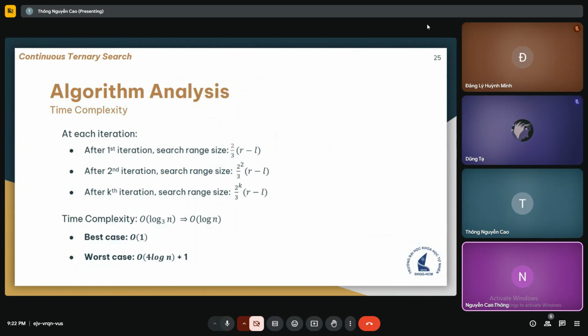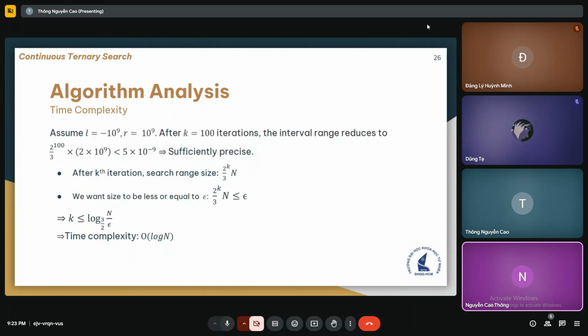Yep, this is how we calculate the time complexity. It's different from the discrete ternary search, right? Because the search range is only decreased by one third each iteration. But the time complexity in general is the same. The best case and the worst case are also the same. It's a little bit different because, again, we're not looking for an exact value here, but for an estimation, right? So assume very large values for the left index and the right index. After 100 iterations, the interval range is reduced to a very, very small value, and we can consider that sufficiently precise.